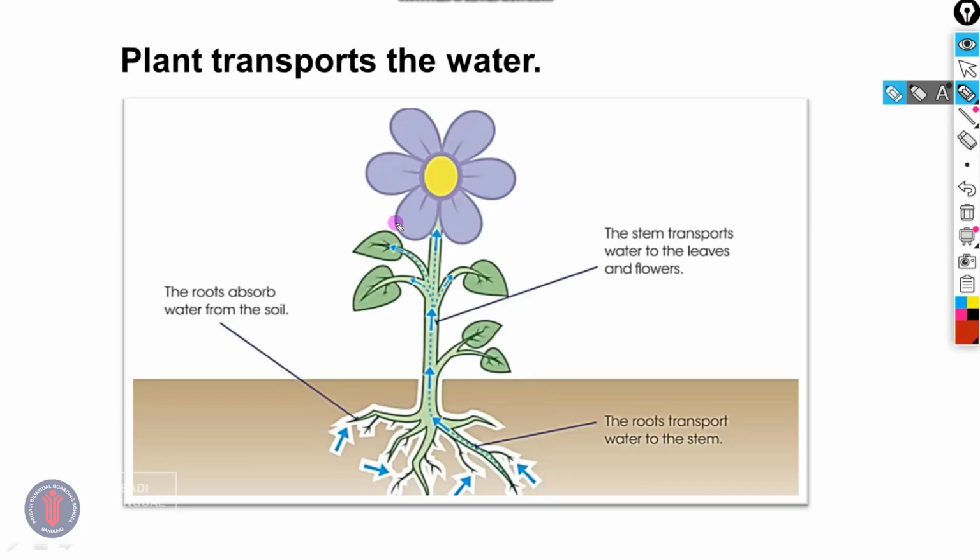Okay. Now let's talk about how the water is transported in the plant. Well, first of all, the roots will absorb the water from the soil and then it will be transported by the stem. Okay, when the water is already in the stem, the stem will distribute the water to all parts of the plant, like the leaves and the flowers. Okay, so that's how the water is transported from the soil to all parts of the plants.